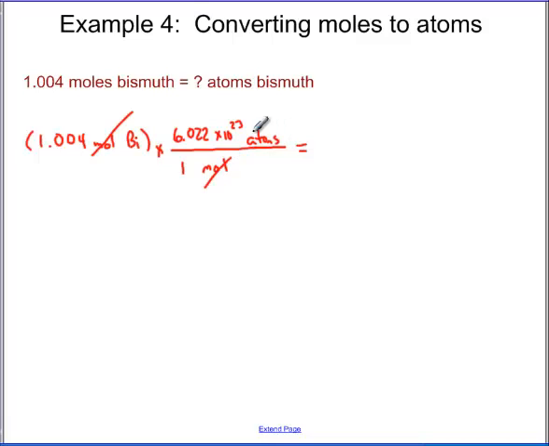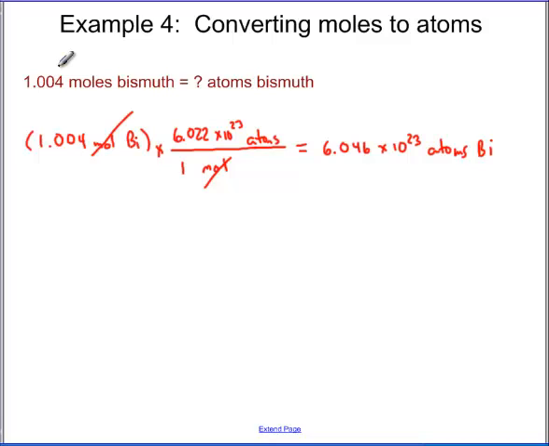Moles cancels out. I'm left with atoms, so now I can multiply across. 1.004 times Avogadro's number gives you an answer of 6.046 times 10 to the 23rd atoms of bismuth. Notice I need 4 significant figures because my starting amount had 4 significant figures.